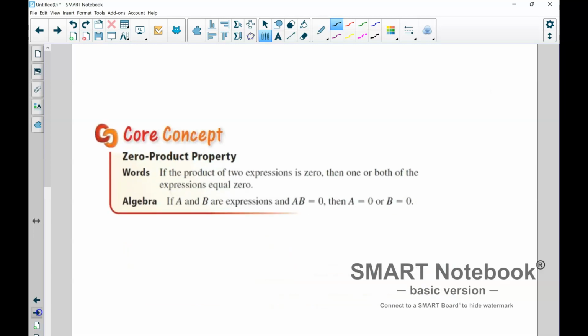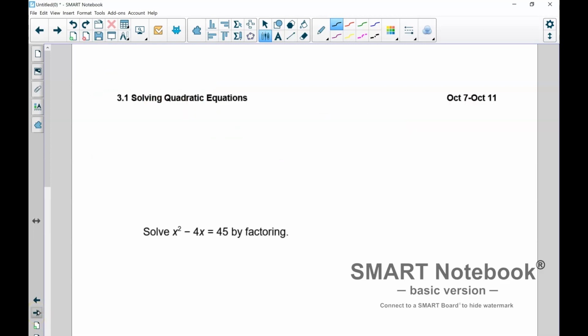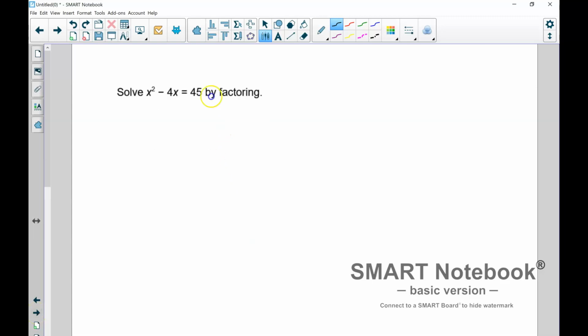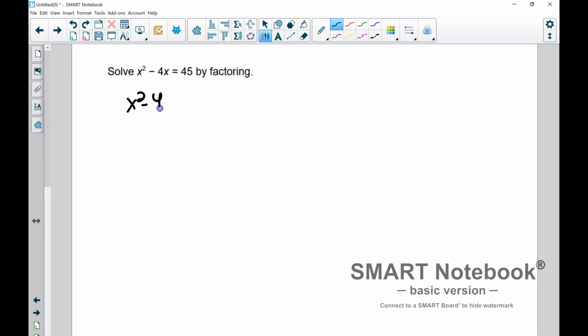Alright, so the zero product property. What does the zero product property mean? That's just when we've been factoring, and we've been doing that. Okay, so we're going to just solve this by factoring. So I have x squared minus 4x minus 45.